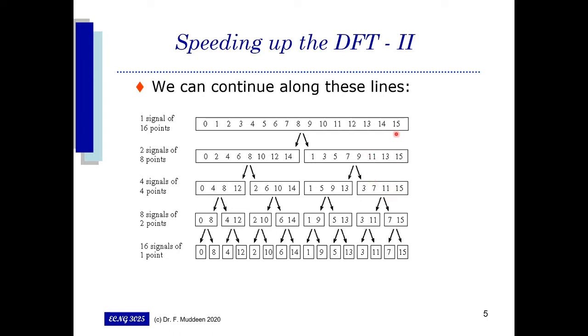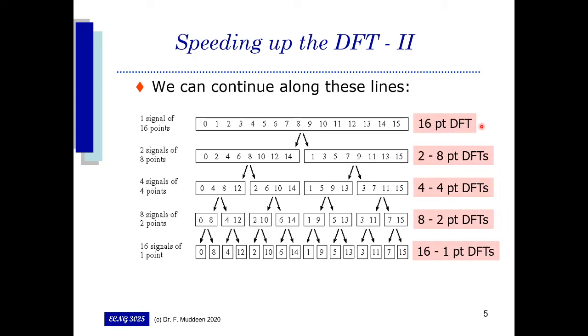We can keep on repeating this process, going all the way down until we get individual points. So instead of doing a full 16-point DFT, each split represents how we can keep speeding up the DFT by having fewer points to calculate. This is a 16-point DFT, but because we split it, now we have two 8-point DFTs, then 4 4-point DFTs, 8 2-point DFTs, and then 16 1-point DFTs.